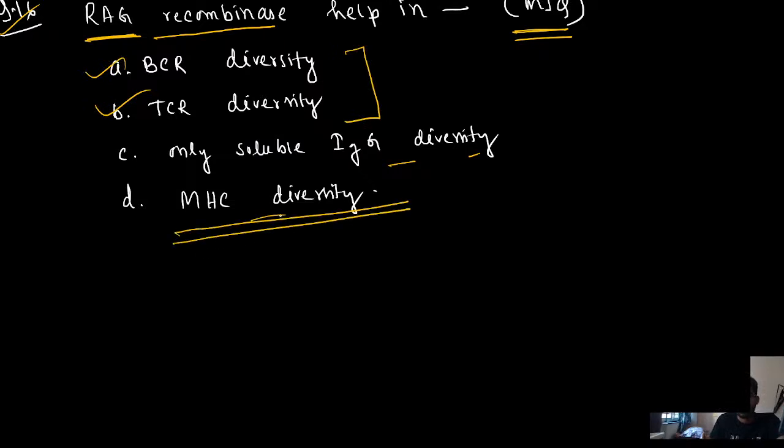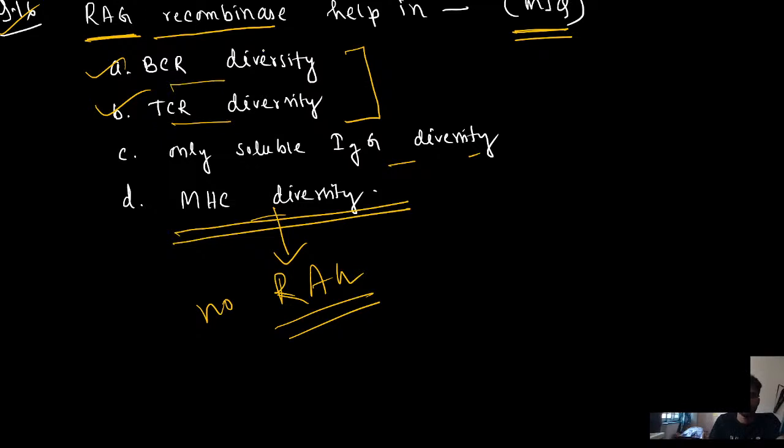Really, in MHC diversity there is no role of RAG recombinase. So only for B cell diversity and T cell diversity does RAG recombinase play a role.